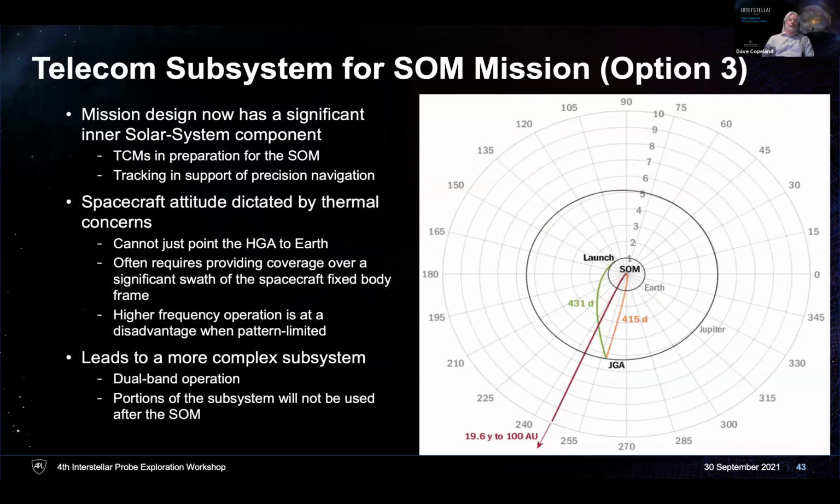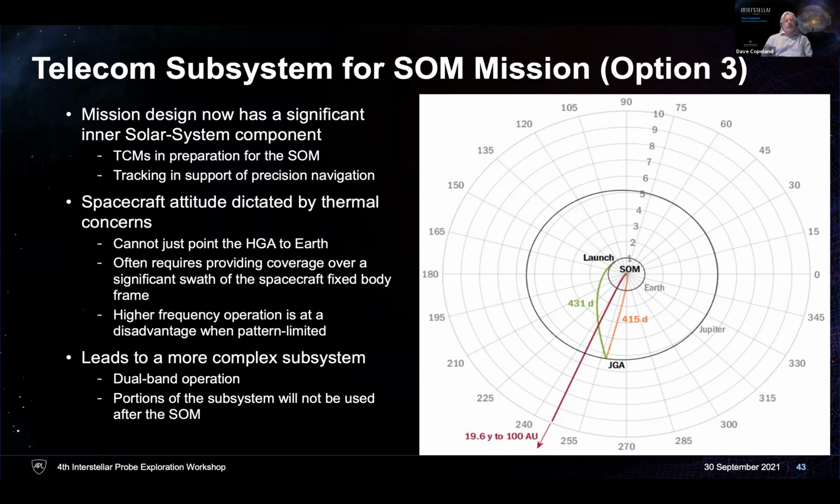The other consideration here for the solar Oberth maneuver is that you now have a significant inner solar system component to the mission. So you've got to fly that whole portion of the mission where you're flying out to Jupiter and then coming back to the sun. So there is the tracking in support of navigation for this, the TCMs in preparation for the solar Oberth maneuver. In a lot of ways, this kind of breaks down to just two separate missions: before the maneuver and after the maneuver.